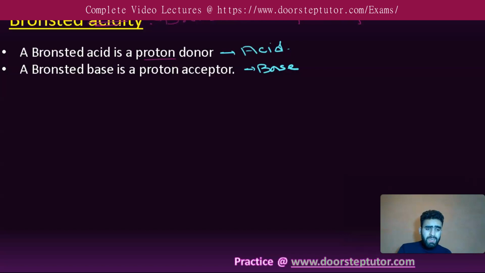Now, let us take certain examples so that we can fully understand this concept. First of all, let us take hydrogen fluoride. When it is dissolved in water, it gives H3O+, the hydronium ion, plus F-.